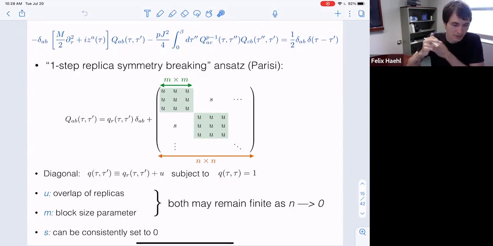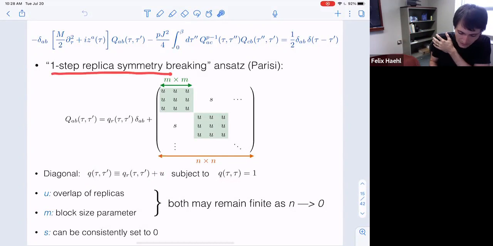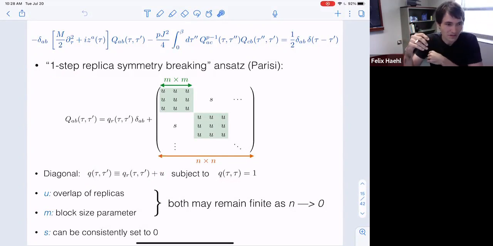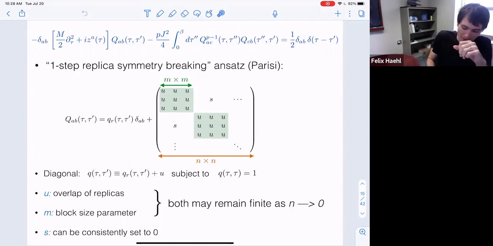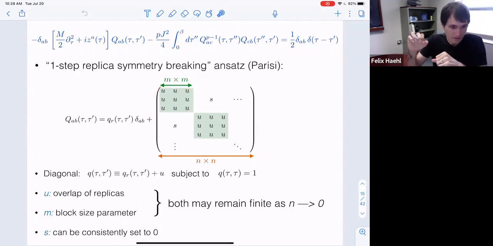Now, this is called the one-step replica symmetry breaking ansatz. You can do higher-step replica symmetry breaking ansätze, where you refine the structure of this matrix and give the blocks more substructure. It turns out that in this model this is not required, and this ansatz is actually the most general thing that you need. So from that point of view, this is one of the simplest models you can consider for spin glasses, because the replica symmetry breaking ansatz truncates, and all you need is this matrix structure.